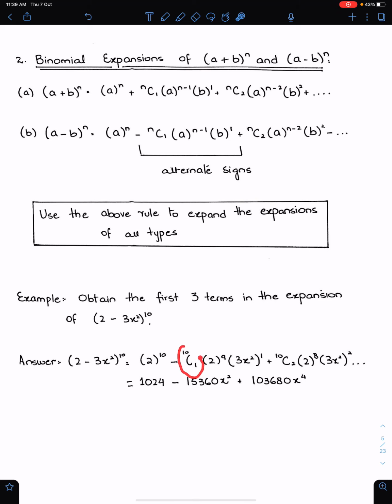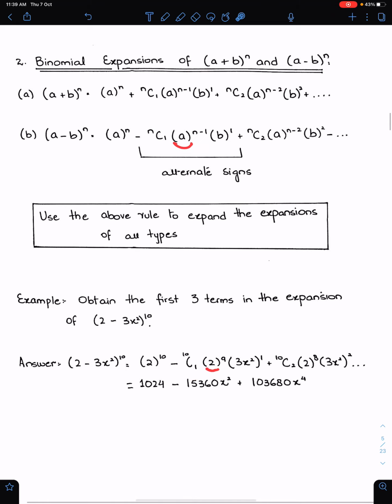Then 10C1, according to this theorem, first term with power 9, which is the difference of these two numbers. Then second term with power 1, which is this number. Then put a plus sign according to this theorem: 10C2, 2 to the power 8, which is the difference of these two numbers. 10 minus 2 makes 8. And second term with power 2, which is this number.